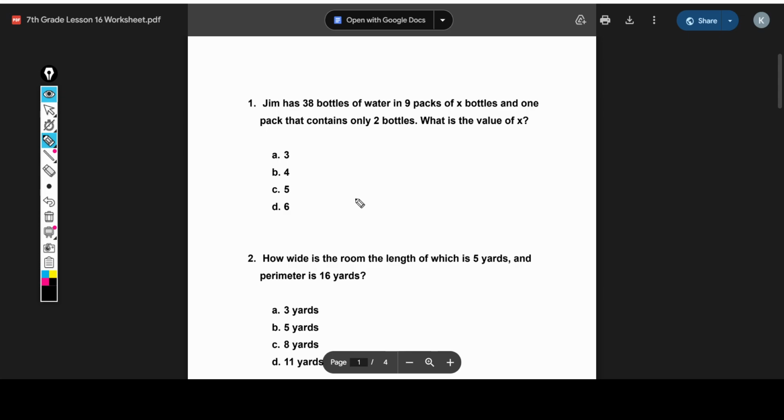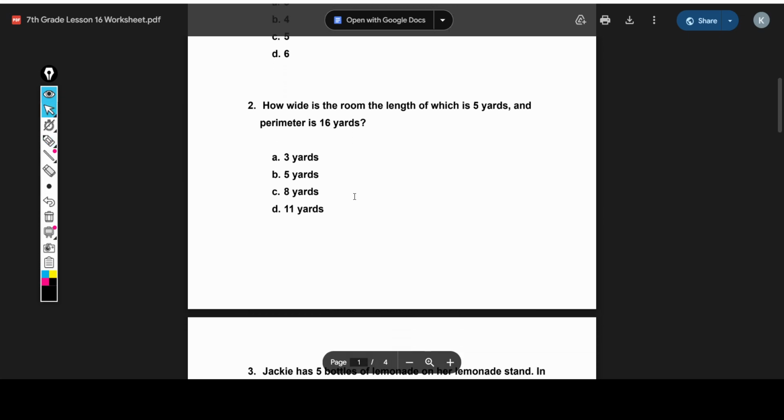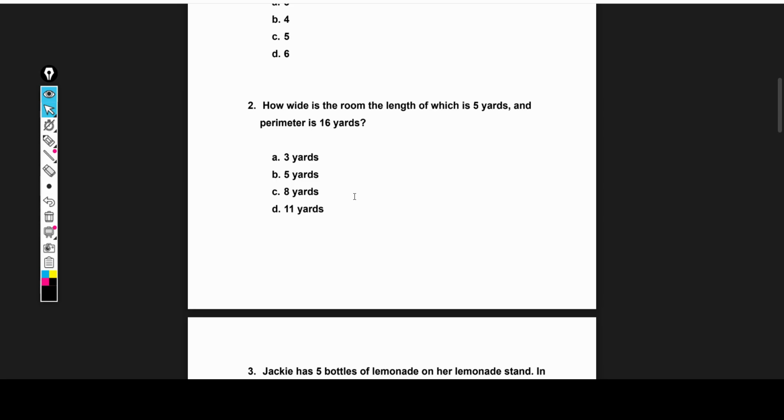Alright. Next problem. We have number 2. How wide is the room, the length of which is 5 yards, and the perimeter is 16 yards? So let's try to understand this problem. I think the easiest way to start would be to draw it. So we have this rectangular room. I assume it's rectangular. Most rooms tend to be.